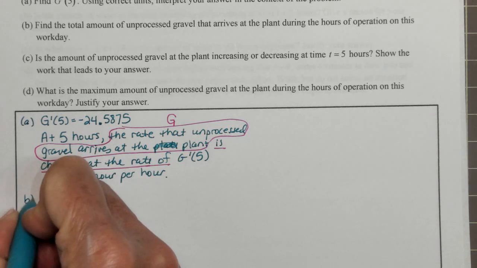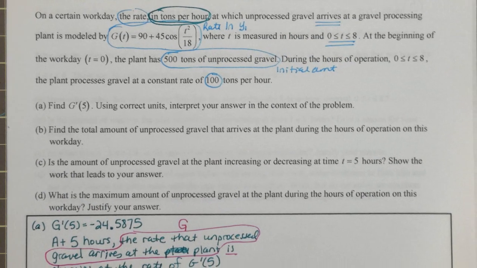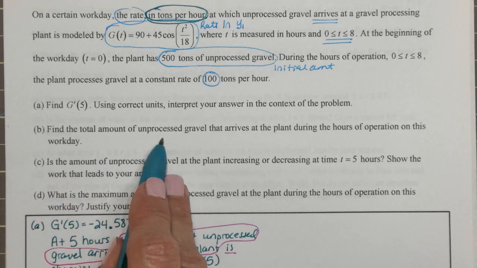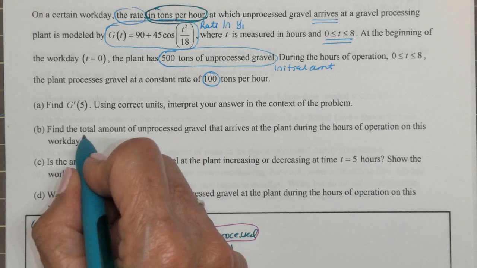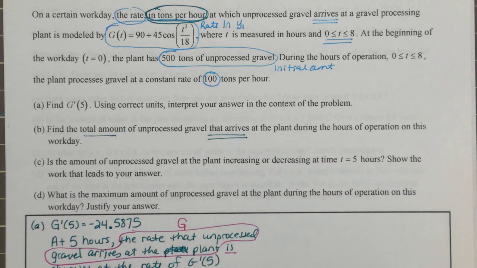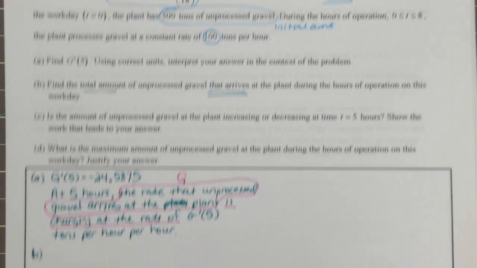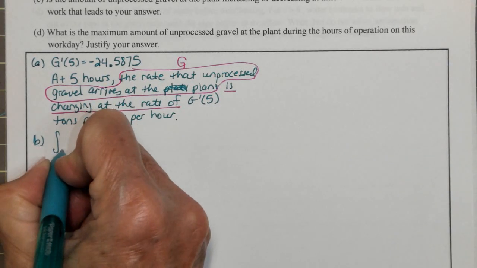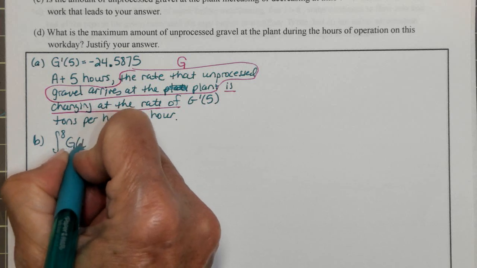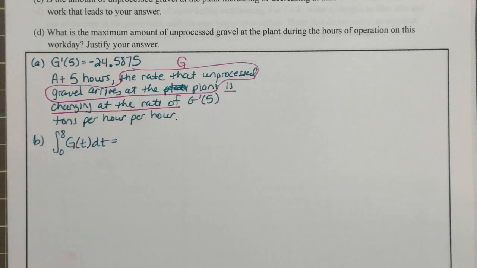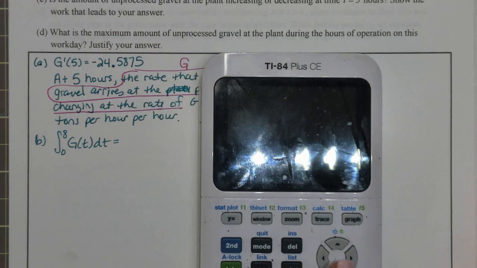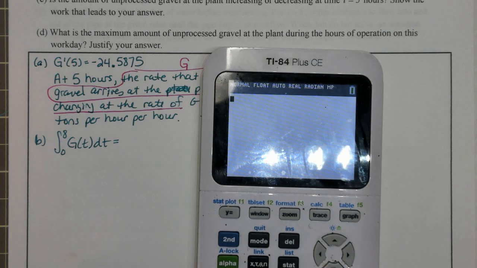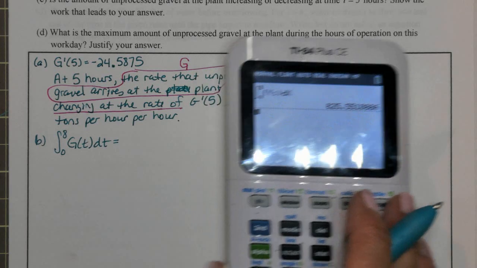Part B. Find the total amount of unprocessed gravel that arrives at the plant during the hours of operation, 0 to 8. So the integral of the rate in gives you the amount in. The integral of your rate in gives you your amount in. So Math 9, Y1, there's our answer.